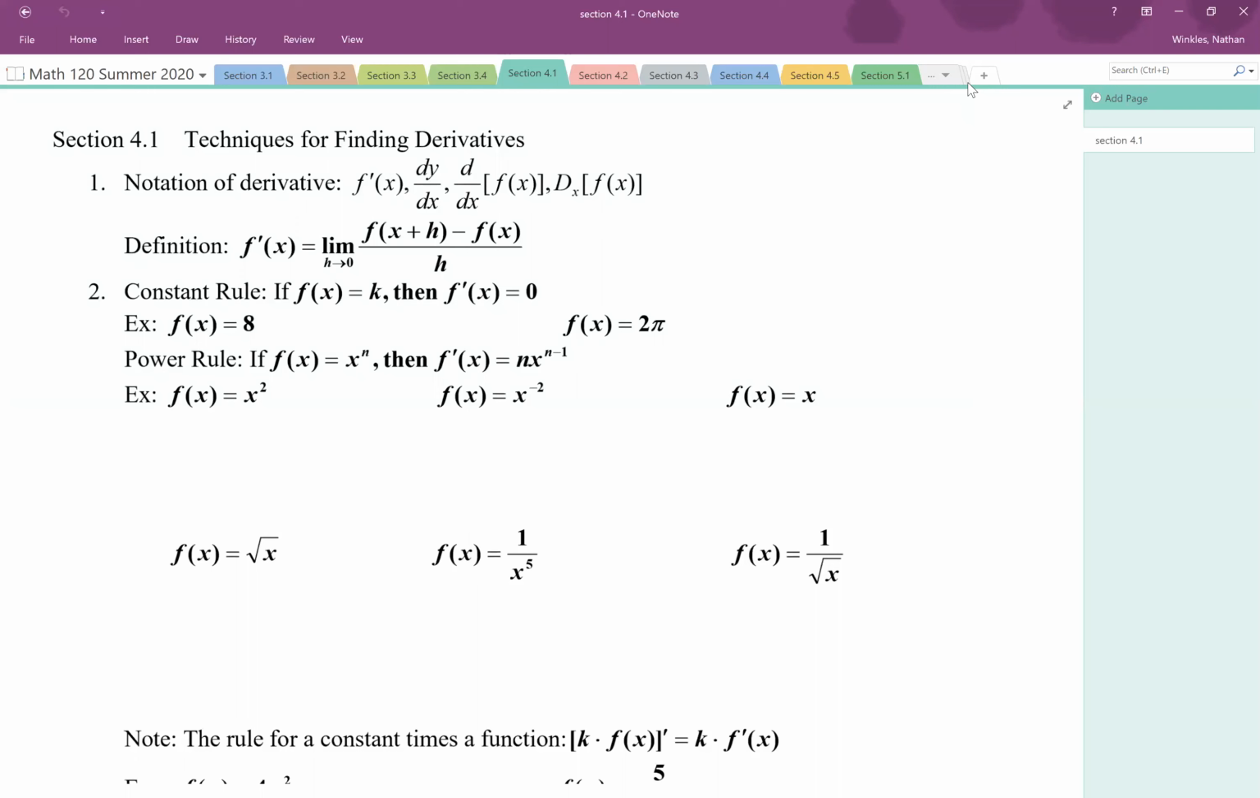We don't have to worry about limits. We don't have to worry about letting h go to 0. We're going to jump straight into our answer. So the first thing we want to talk about is some other notation that we can have.